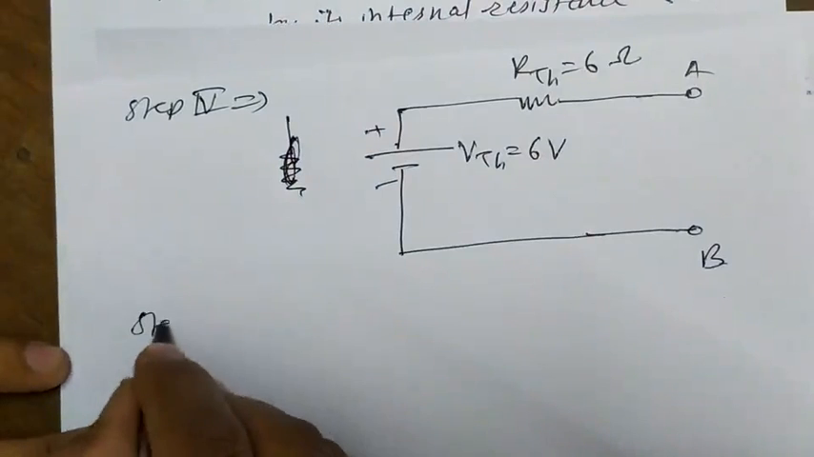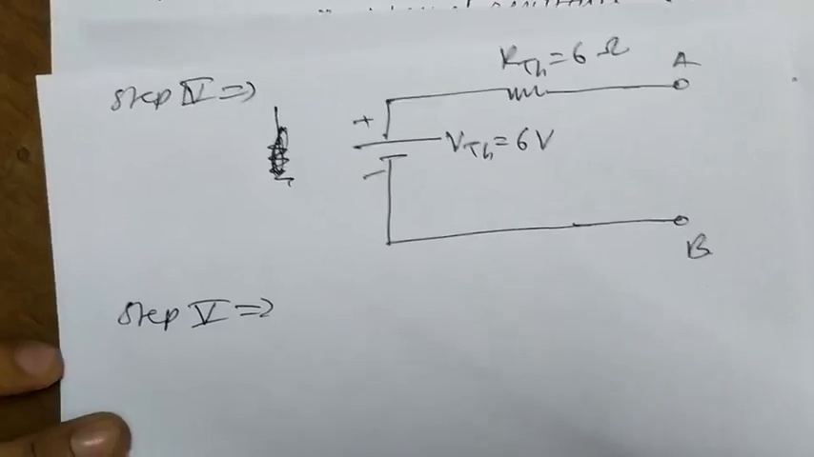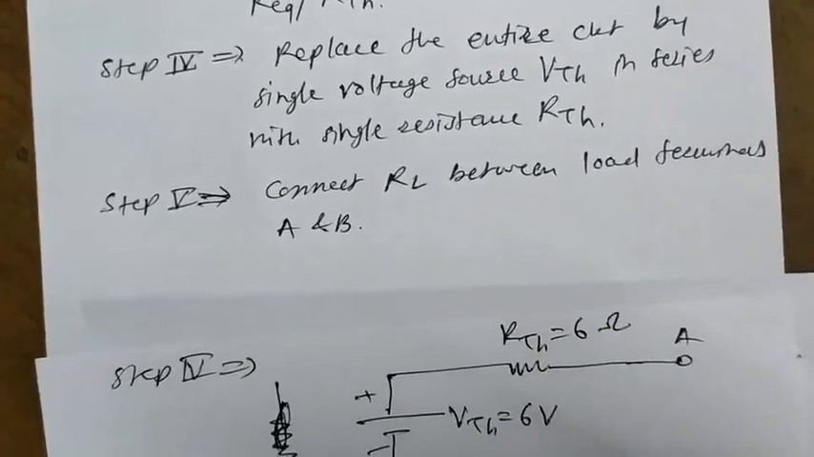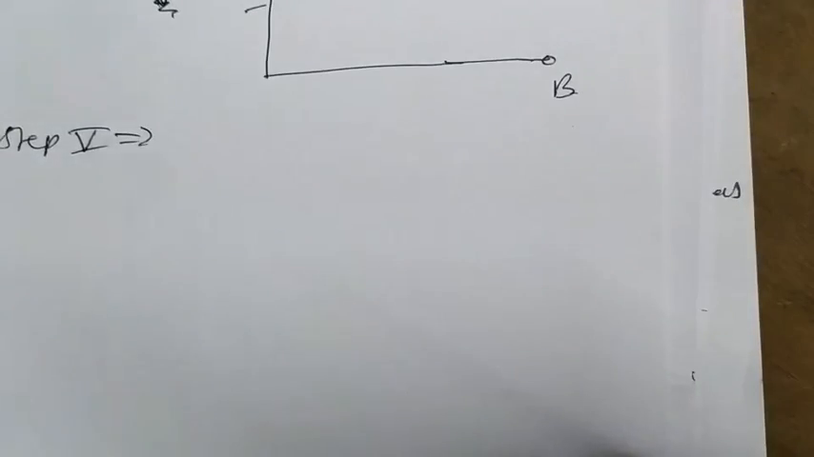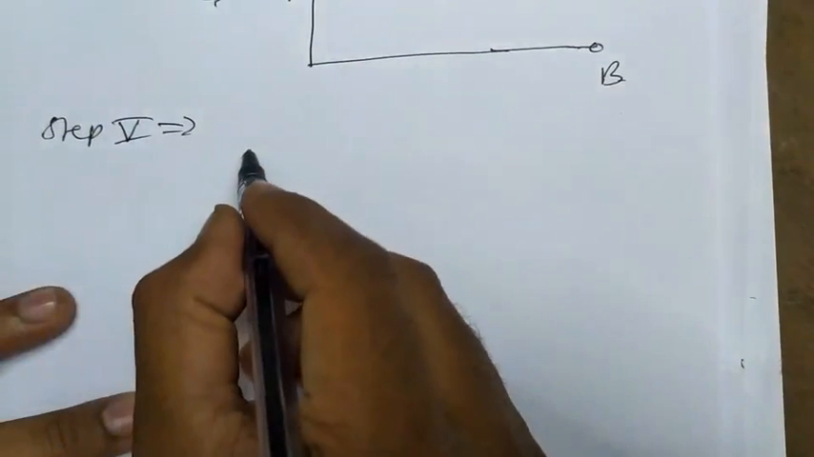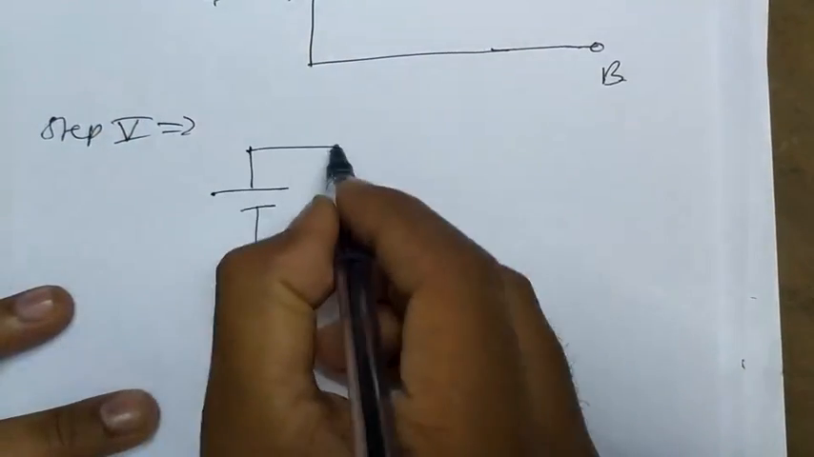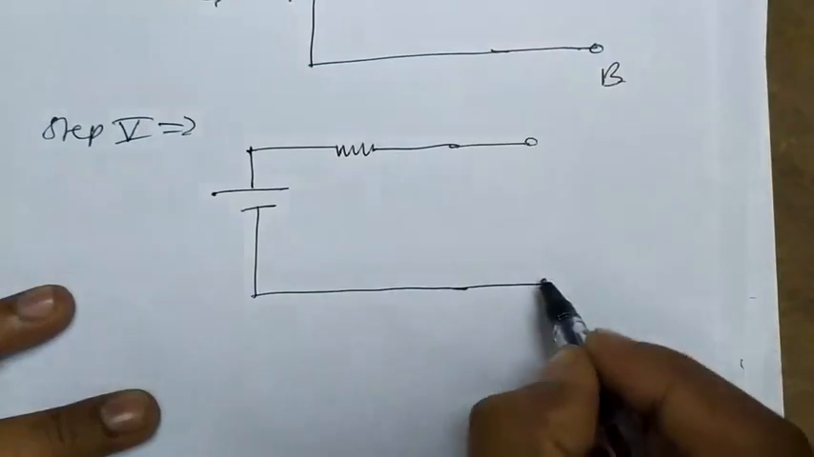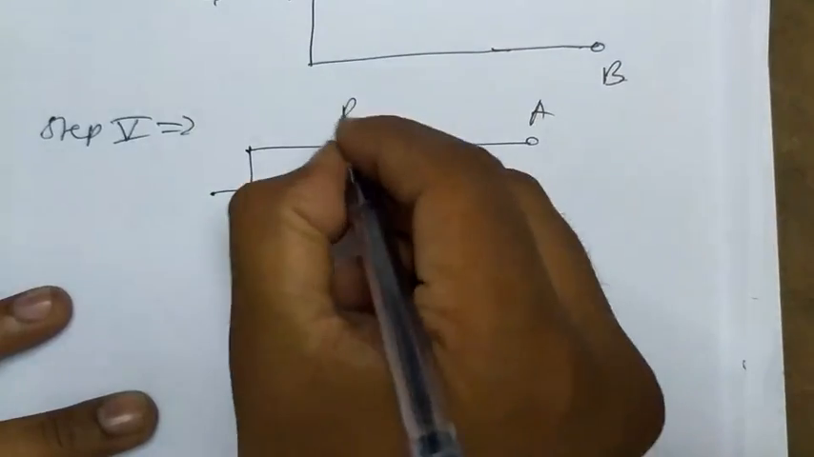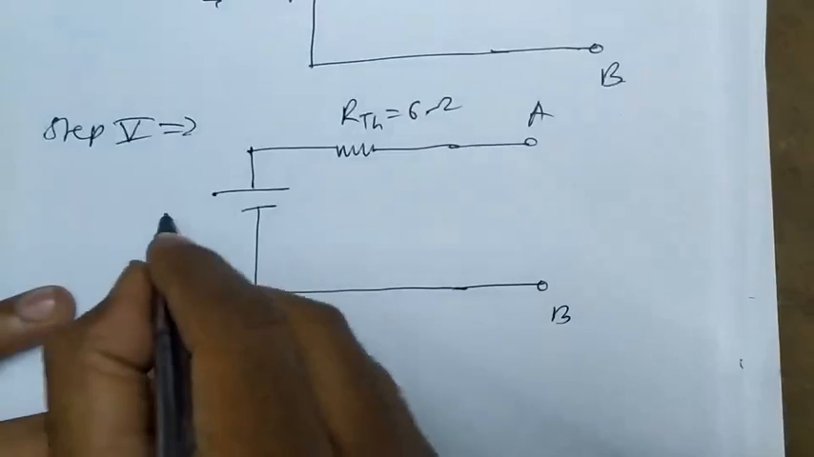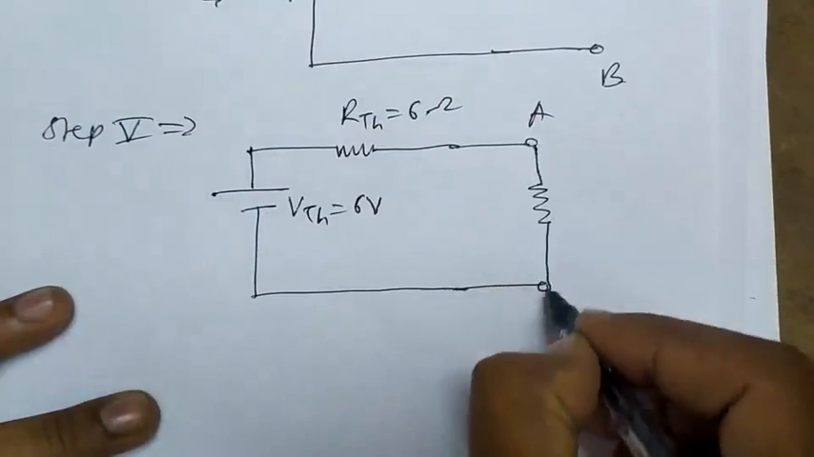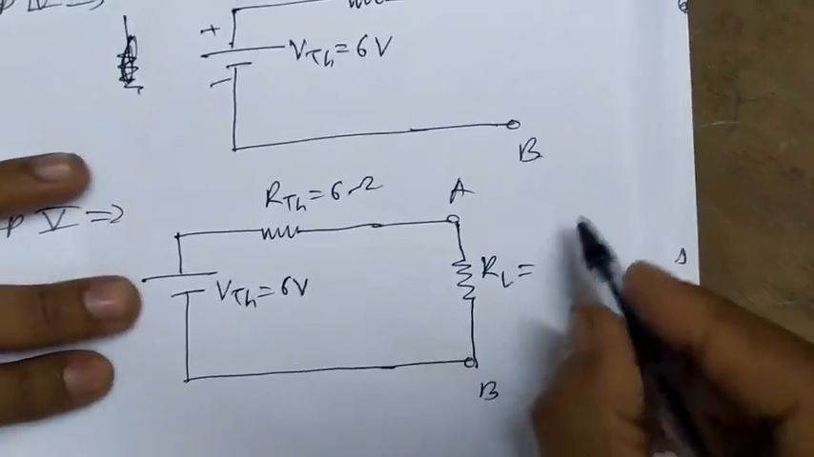Now step 5. What is step 5? Step 5 is to connect RL between the load terminals A and B. Now connect RL. Therefore we get a circuit like this. This is A and B, this is RTH, this is VTH equal to 6 volt, and we connect RL. We have been given RL equal to 4 ohm.